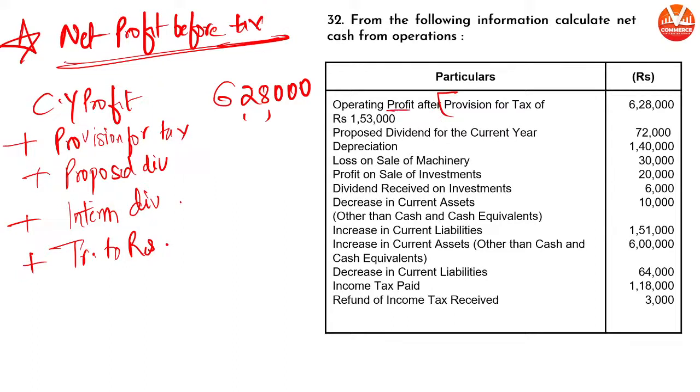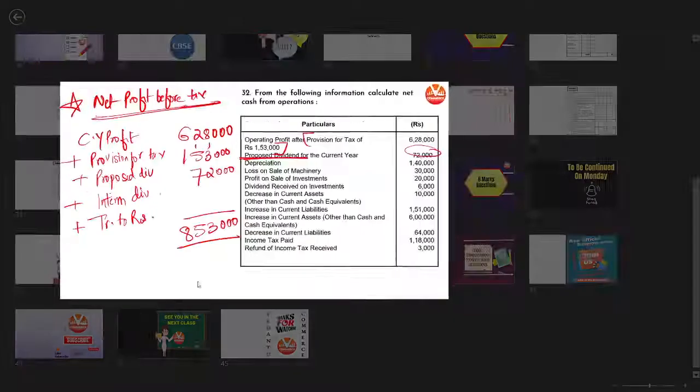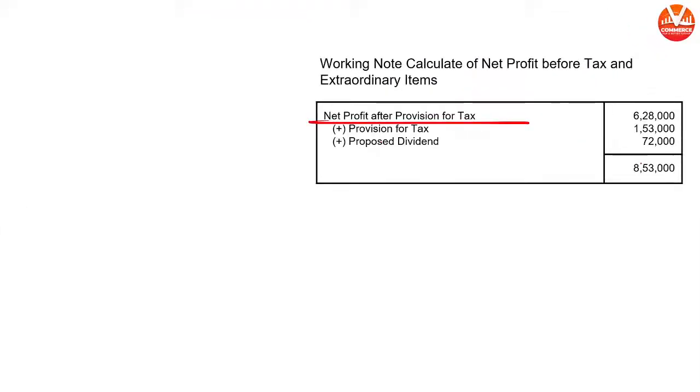Now provision for tax is given 1,53,000 and proposed dividend is given 72,000. So you will add provision for tax and proposed dividend in the current year profit. After adding this, your answer will be 8,53,000. So this is your net profit before tax, 8,53,000.